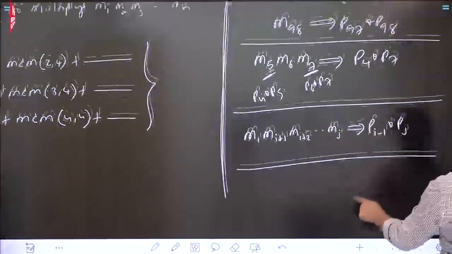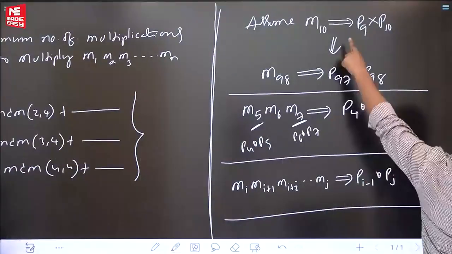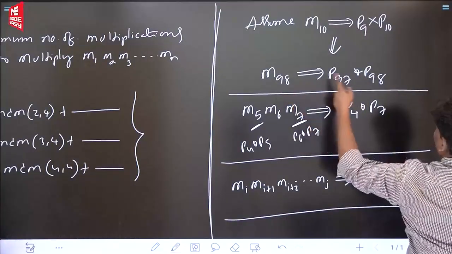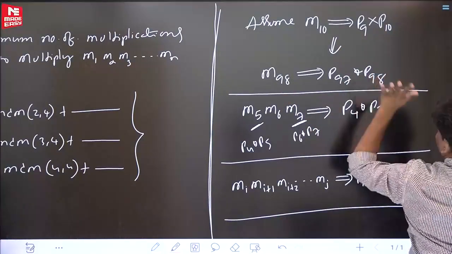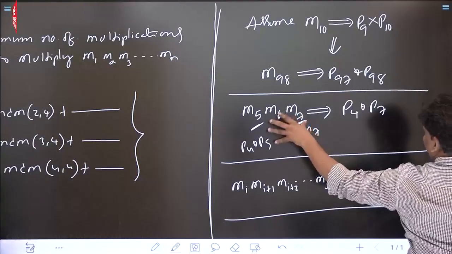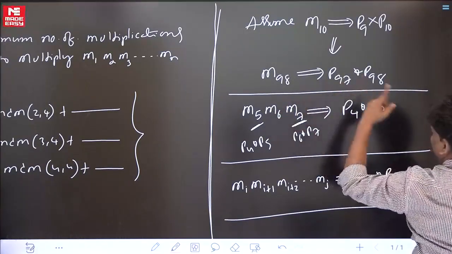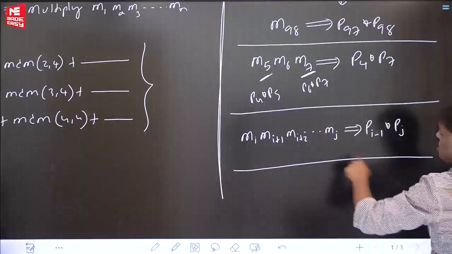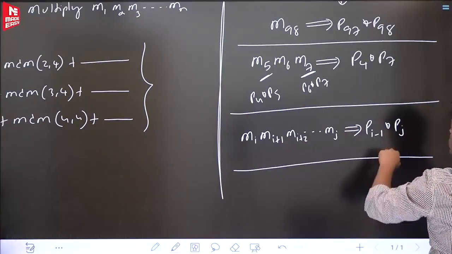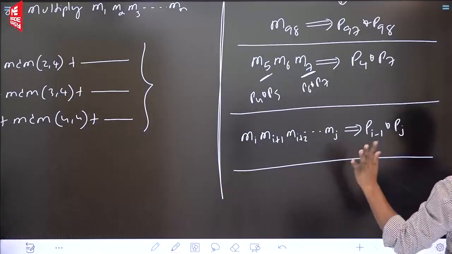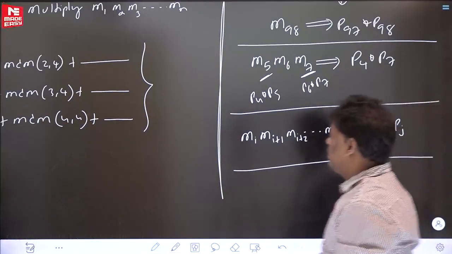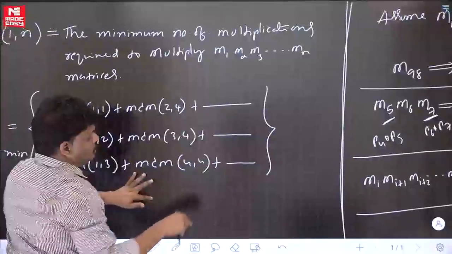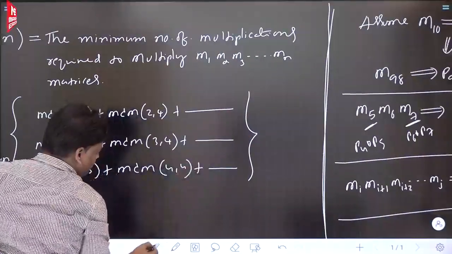This is the assumption. Assume this is right. If it is right, from this we can conclude M98, P97, P98 rows and columns. M5 to M7 matrices, if you multiply, resultant matrix rows are P4, P7. Mi to Mj matrices, if you multiply, resultant matrix rows are Pi minus 1, columns are Pj. Right, like that. Now if you are comfortable with this, see the interesting line. If you are okay with that assumption, see the interesting lines here.